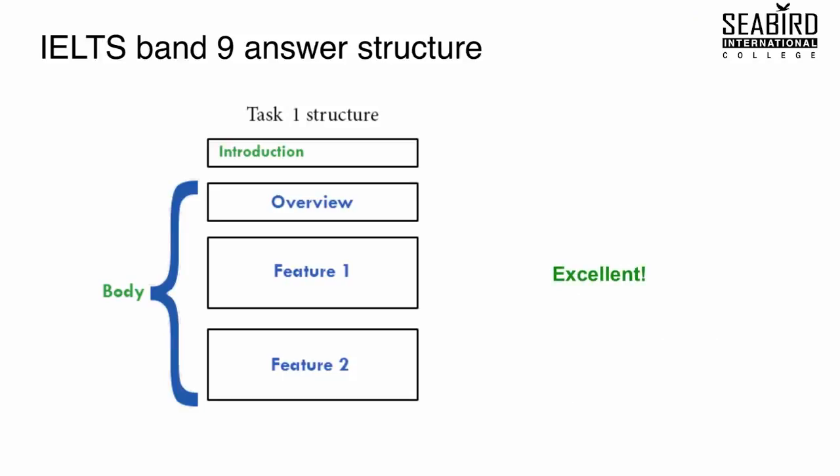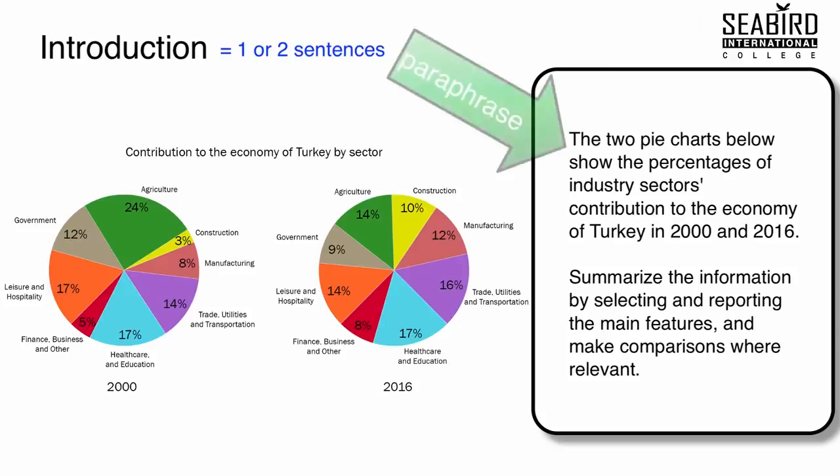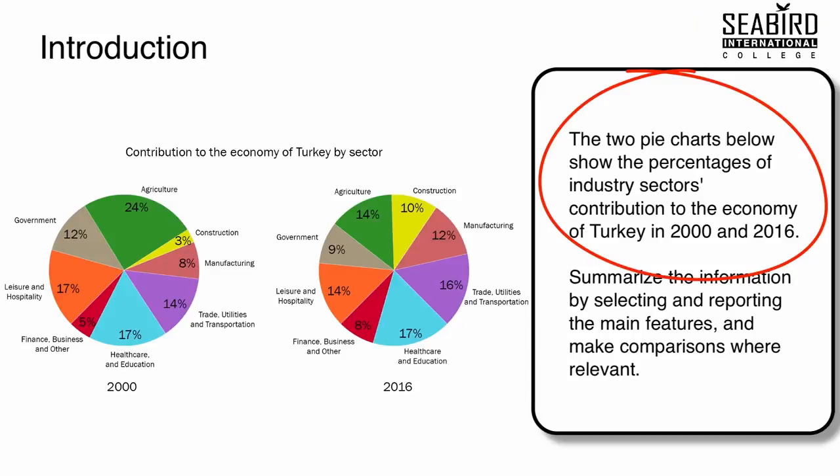Excellent! Now you know the answering strategy, so let's start writing our Band 9 answer. As you remember, our first paragraph is an introduction. The introduction is 1 or 2 sentences where you simply paraphrase the information from your question. You should mention 2 things in your introduction: what your chart shows and for what period of time. You cannot just copy this text from your question card. Such writing will receive a low score, so don't do that.